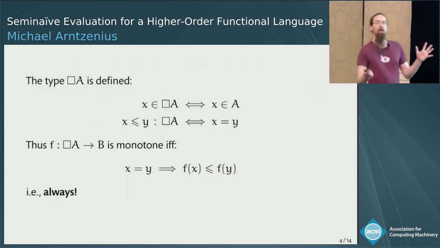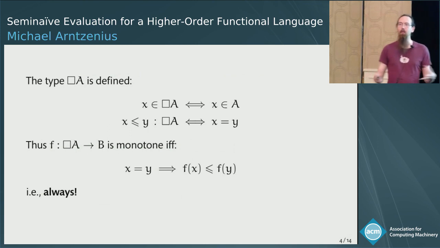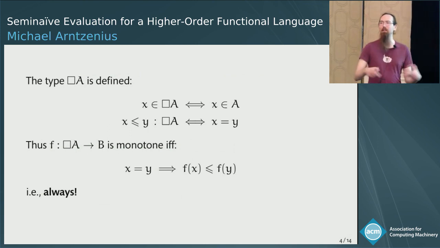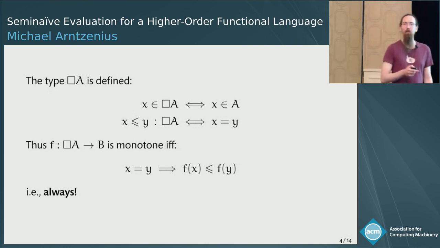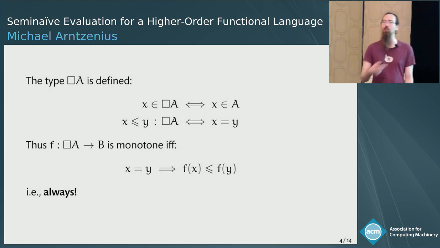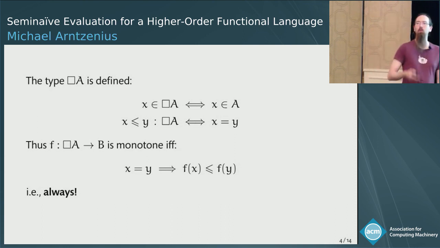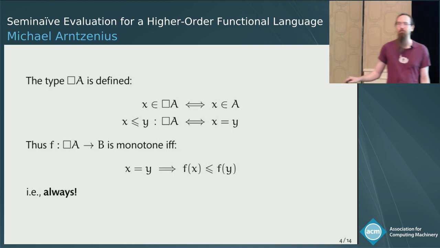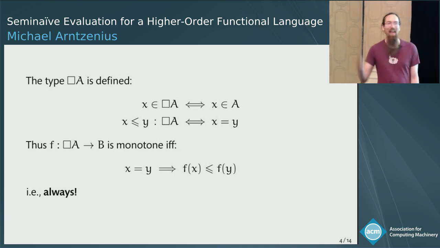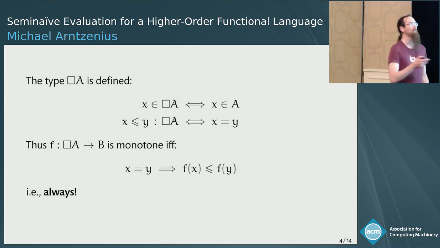So box A is going to represent a partially ordered set. The values of box A are going to be exactly the values of A. But the ordering is going to be different. The ordering on box A is discrete. Nothing is less than or greater than anything else. It's a very boring ordering. But it has the wonderful property that every function from box A to B is monotone.